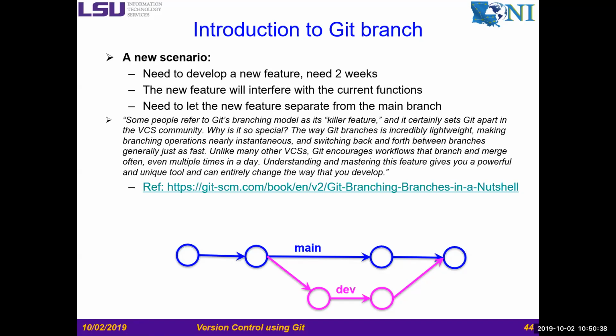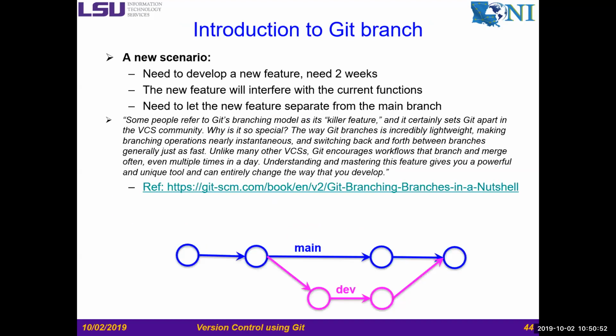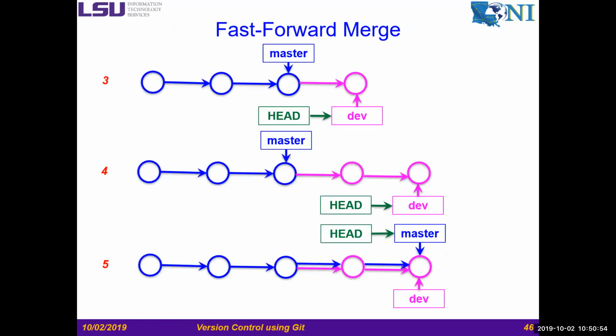So there are two types of merge. The only thing we want to do with different branches is to merge. One way of merge is what we call fast forward merge. And this is a very simple case. Let's look at this picture.